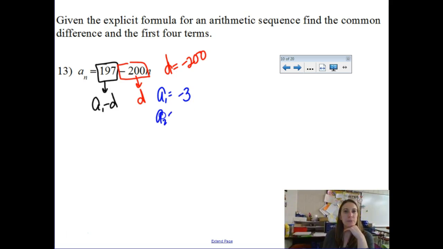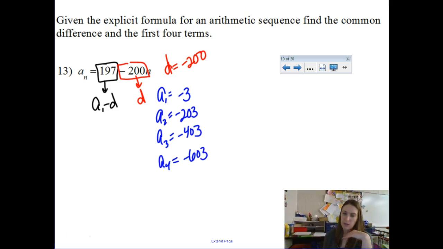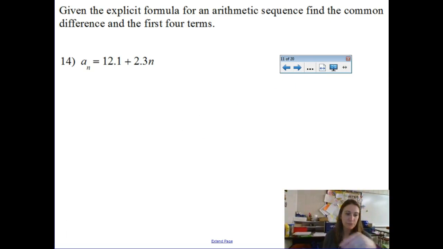Then the second term, if you plug in a 2, where you just keep subtracting 200 from there, is negative 203. The third term is negative 403, and the fourth term is negative 603. That's good notation for the first 4 terms. You could also list them out with commas. Just be careful what you're notating.